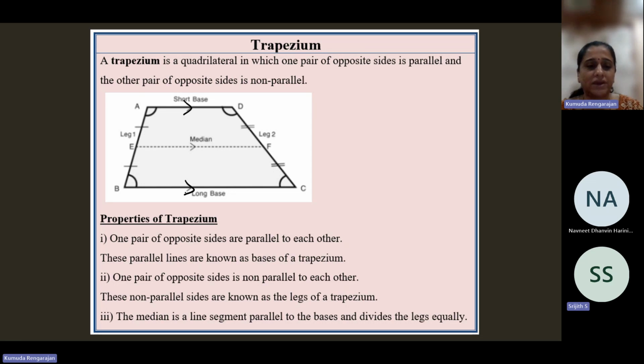Parallel sides are called the bases. Non-parallel sides are called the legs. And the median is a line segment which is parallel to the bases and it divides the legs equally. That's about a trapezium.